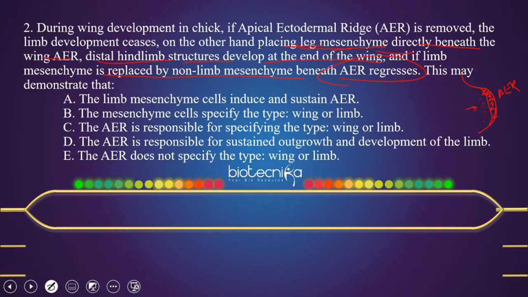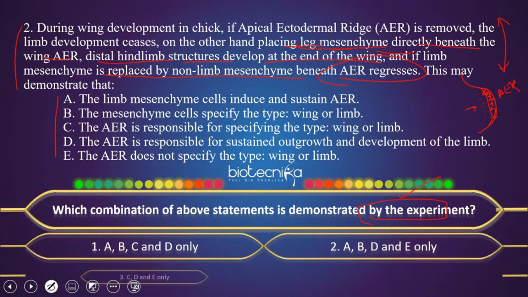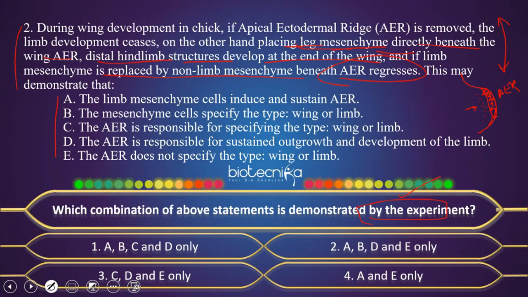So this was an experiment which was done. Now this may demonstrate which of these? You have to choose the combination of statements which is demonstrated by this experiment. These types of questions are very important, so you have to be very careful in developmental biology. You should not always go for known facts. You should conclude based on the experiment which they have given, because not always they will be the same. So these are your options. Tell me, which one will be correct?